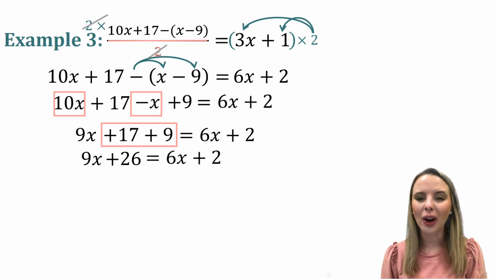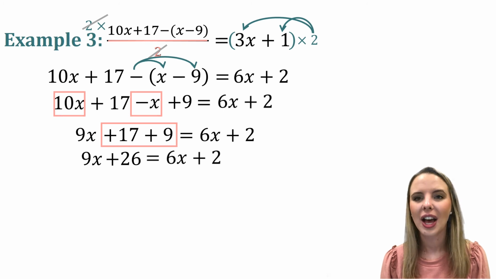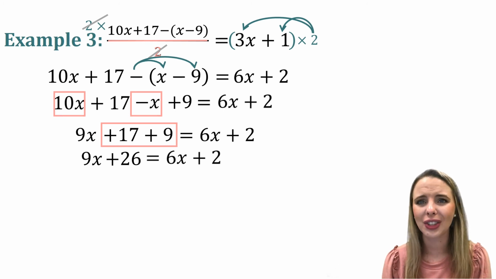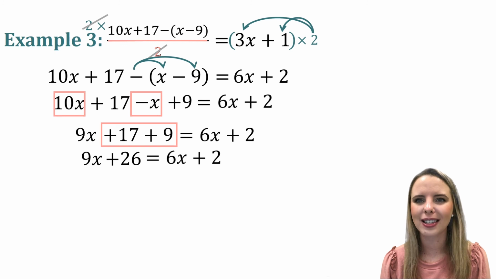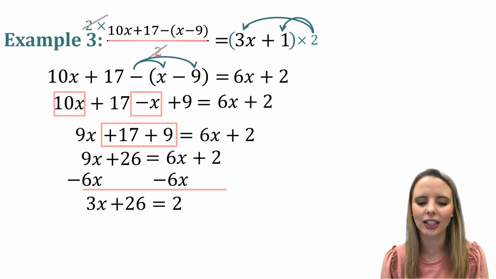Now this is where we are going to start isolating our variable, combining our like terms, getting them all on the same side. So it doesn't matter if you have your x on the left or the right. What matters is that you have them together and that you do it correctly. 6x is a positive. So how are we going to move positive 6x? We're going to subtract it. But what we do to one side, we must also do to the other. So 9x minus 6x is 3x. Bring down our plus 26 equals 2.